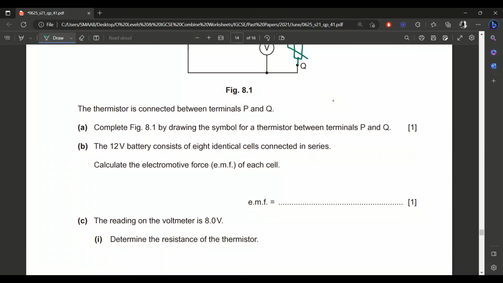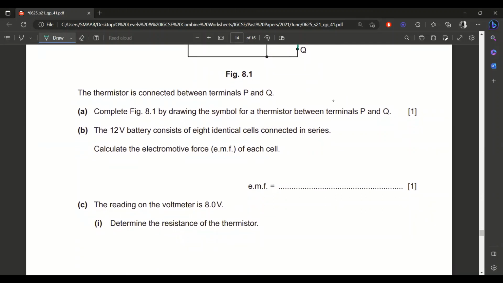And the next part, the 12-volt battery consists of 8 identical cells connected in series. So now cells are connected in series. They are talking about the cells, not the resistors. So there is a different concept for cells, if you remember series and parallel combination. So let's see what they are talking about. Now you need to calculate the EMF of each cell. So there is a 12-volt battery, and this 12-volt battery is made up of 8 cells, right?